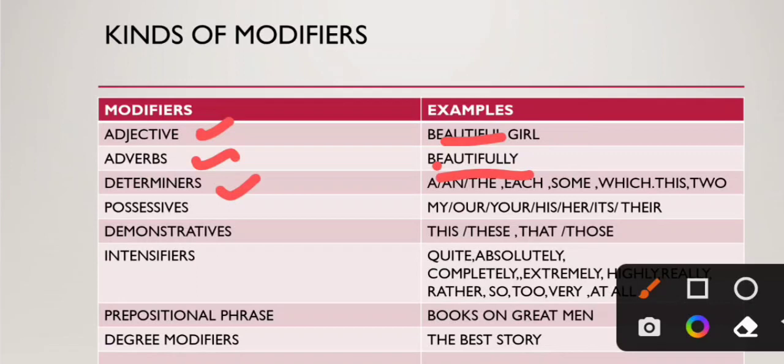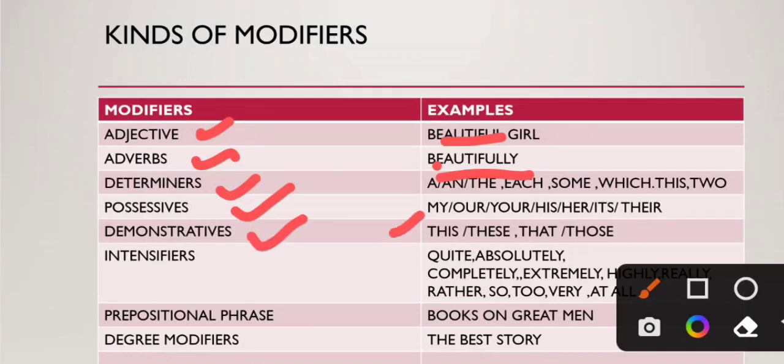Determiners are also modifiers because they point out a particular thing. A, the, each, some, which, this, etc. Possessives are modifiers. My, our, your, his, her, its, their. Modifiers modify a word, remember that.